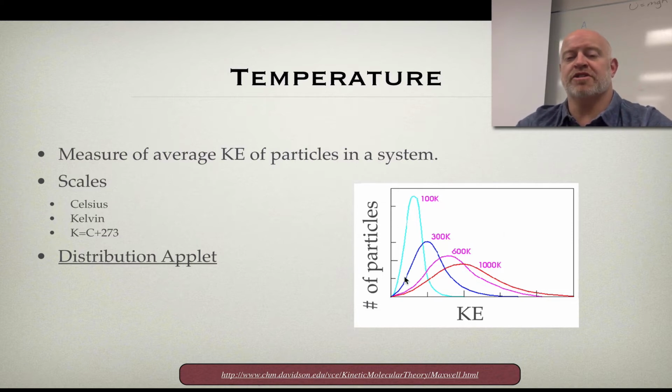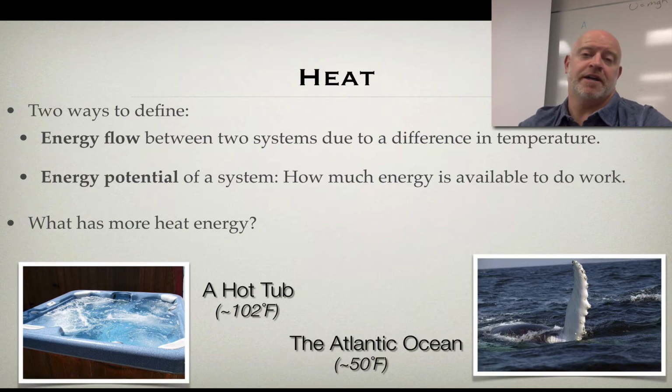This graphic over here shows, in a more simple fashion, the distribution of kinetic energies based off your number of particles. We see that as it's colder, it's a narrow distribution. As it warms up, we get a wider distribution. But the take home here is temperature measures average kinetic energy of particles. All right. Now, what is heat then?